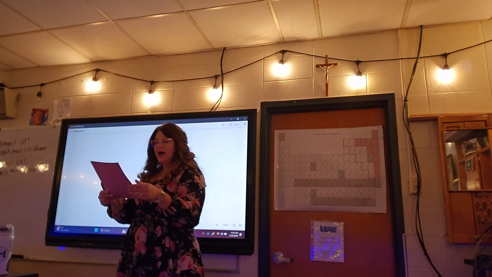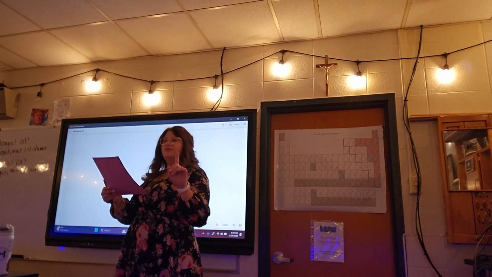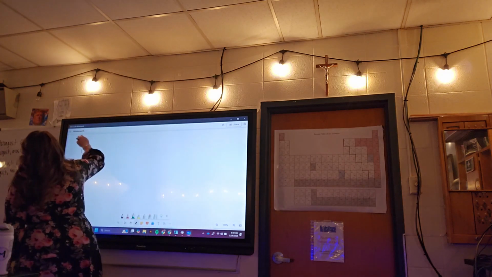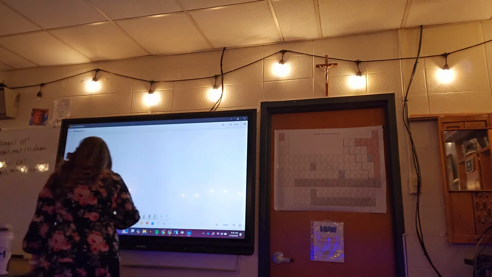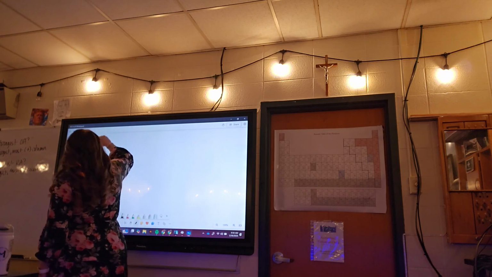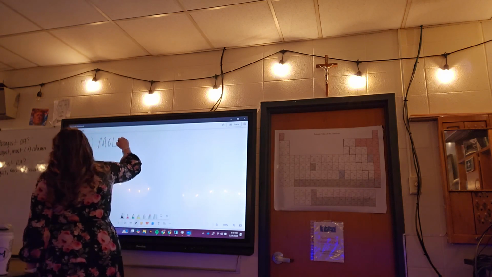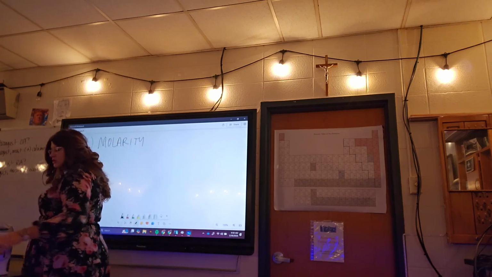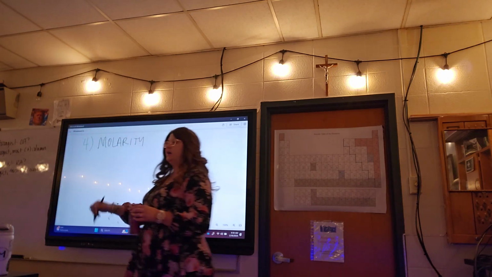Okay, so let's start with formula number 4 on your purple sheet. Number 4 is the molarity formula, and it is the most important way that we measure concentration in chemistry.